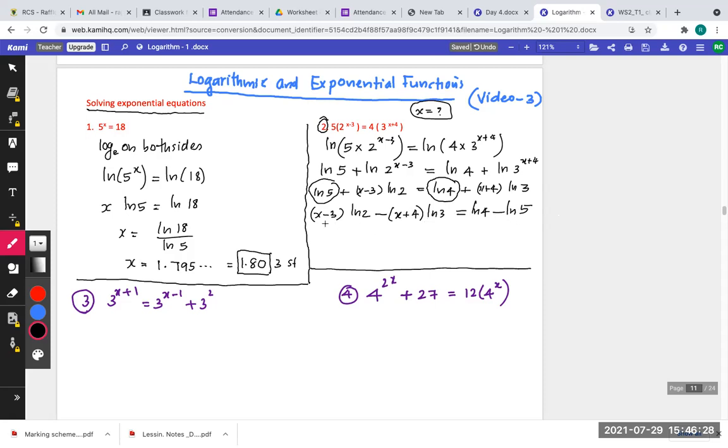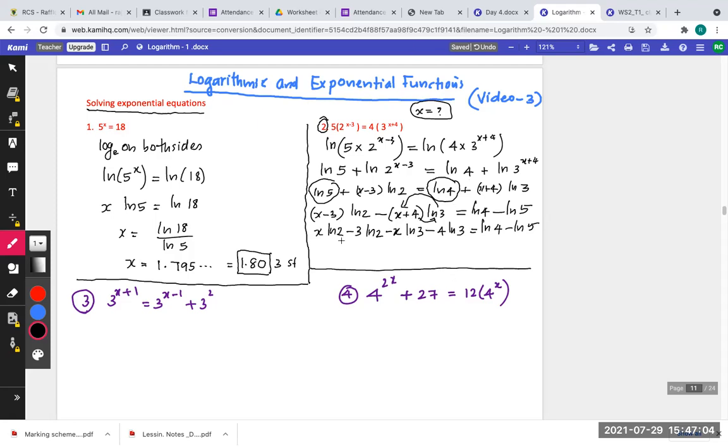Now again, x minus 3 ln 2, there is a bracket. You can open the bracket, so what you get? X ln 2 minus 3 ln 2. And here, ln 3 times negative x will be negative x ln 3, and 4 times ln 3 will be 4 ln 3, but remember there is a negative outside, so it will be negative 4 ln 3, equals ln 4 minus ln 5. It's a bit lengthy, right?